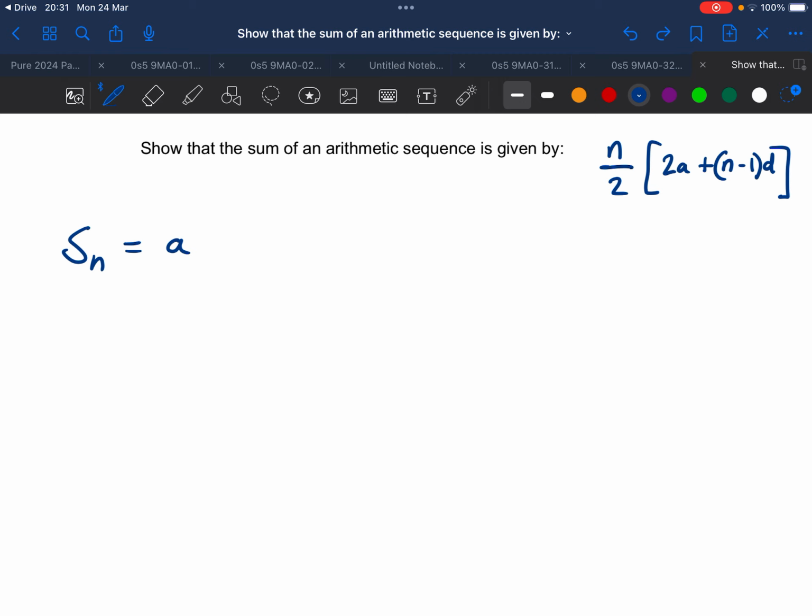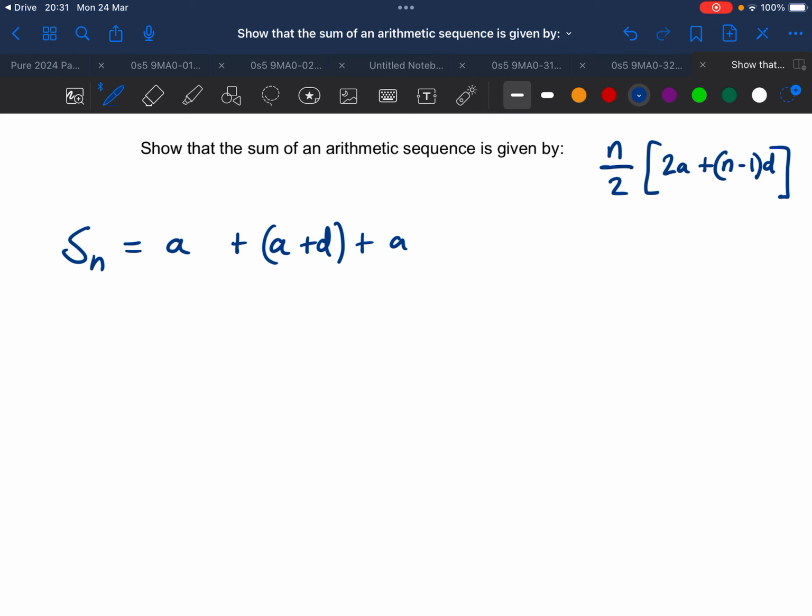Okay, we're going to prove the sum of an arithmetic sequence today. That's the result that you've got here on the screen. So how do we prove this one? Well, we need to remember first of all what the sum means. It means taking the terms and adding them together one at a time.